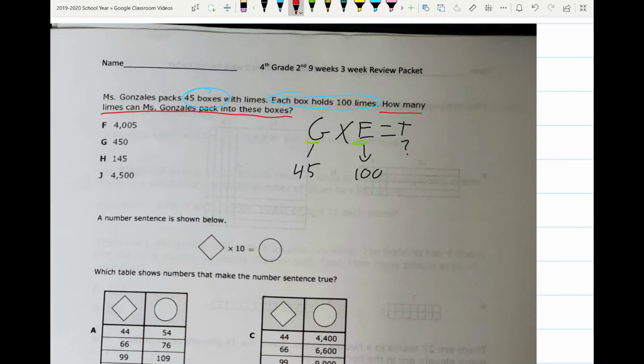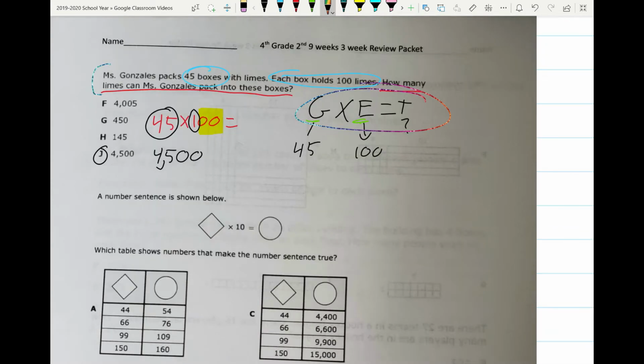Okay. So if you remember anything from multiplying times 10, times 100, times 1,000, all I have to do is just multiply my number times a 1. 45 times 1 is 45. And then how many zeros do I add? 2. So my answer is 4,500. And that is answer J. Okay? See how I did my GET and I circled and underlined my question? These are the kind of strategies I want you to use.